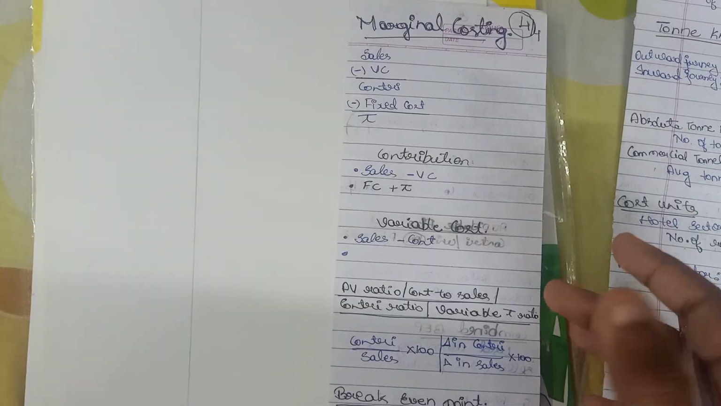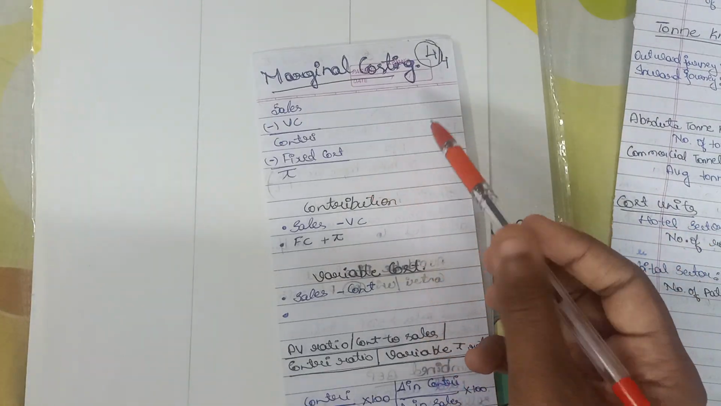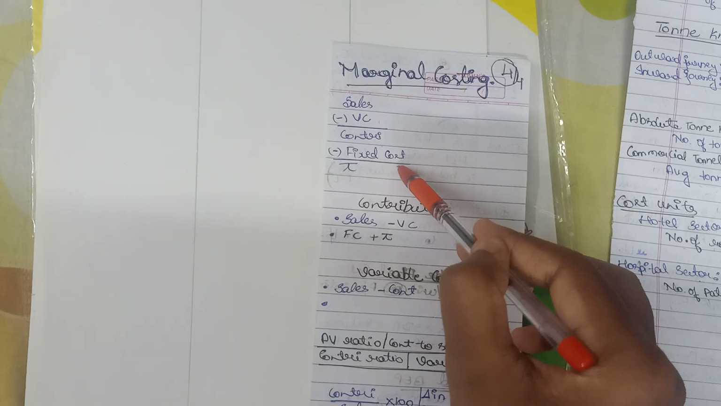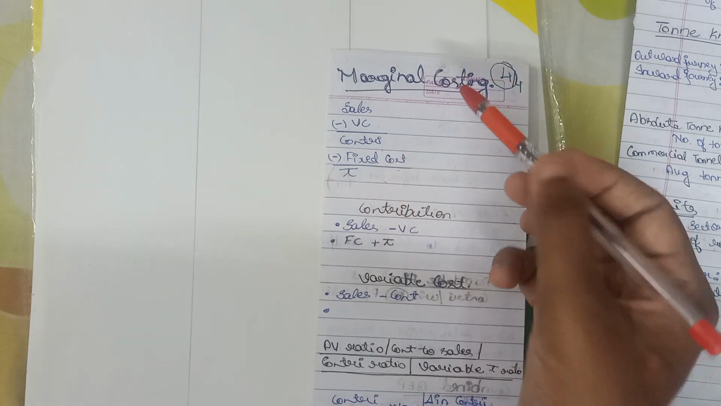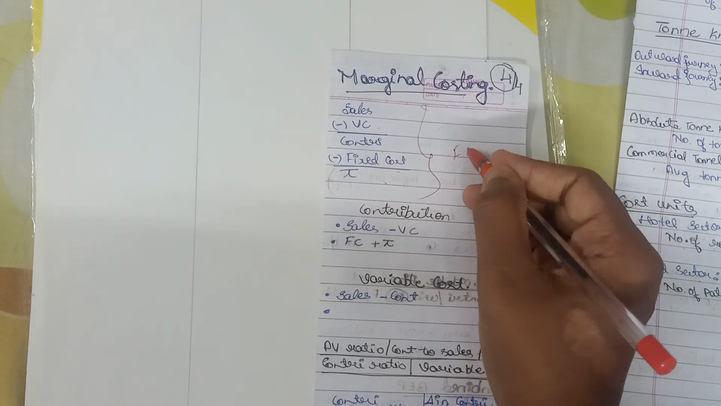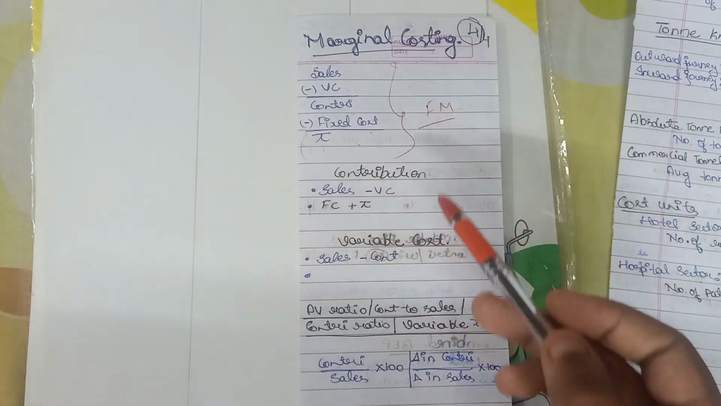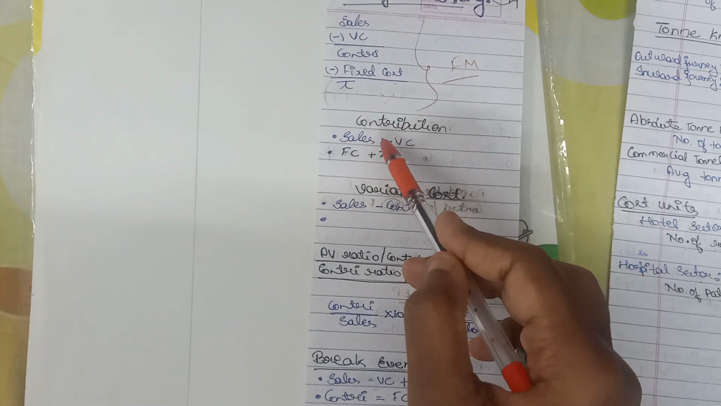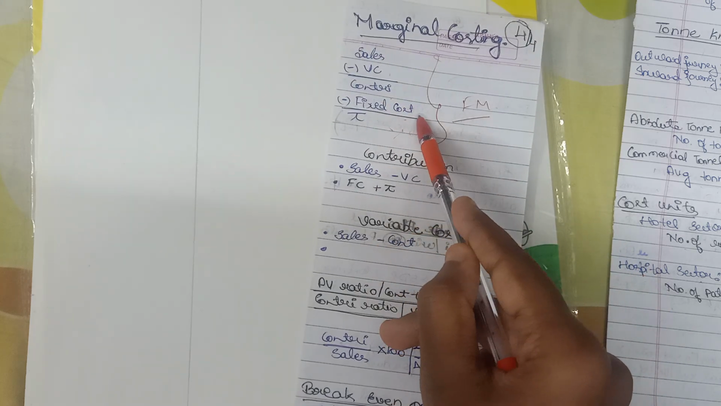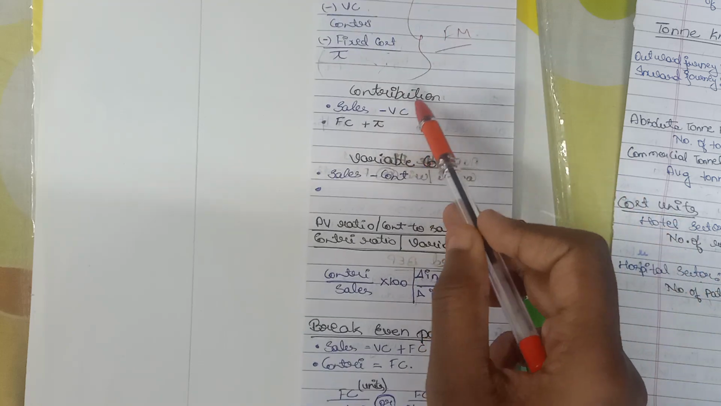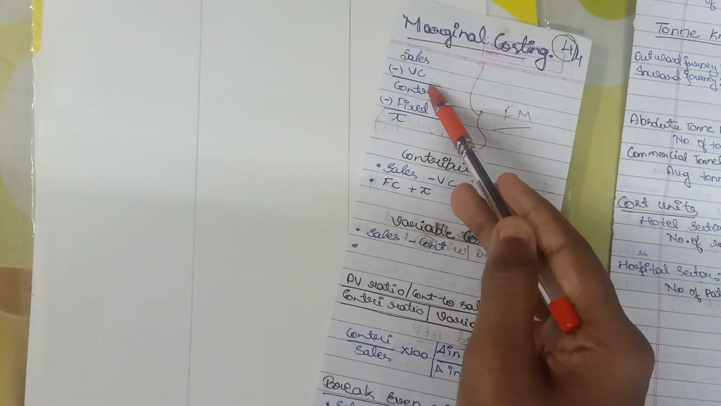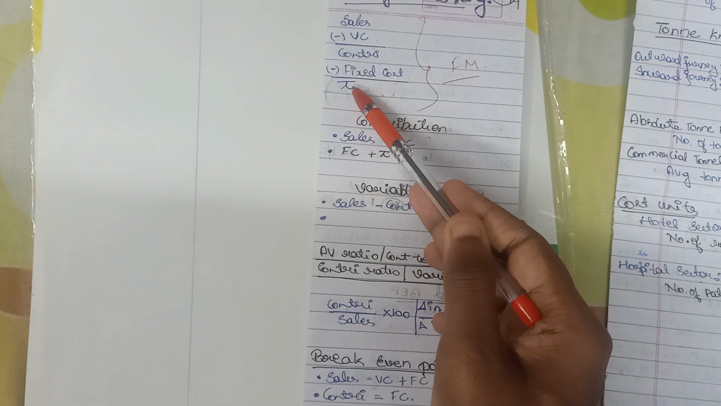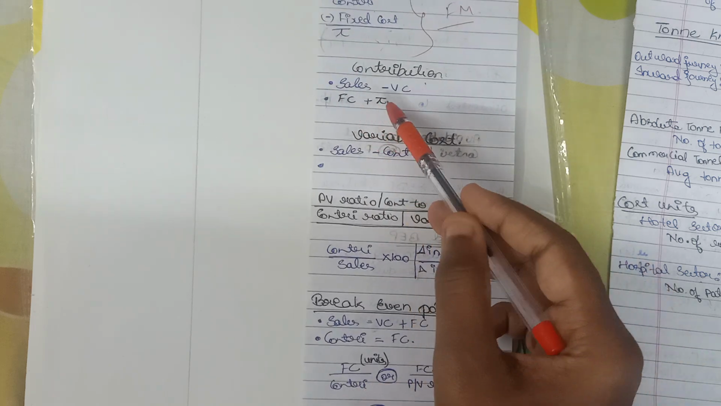Coming to the next chapter, that is marginal costing. Here the format is: sales minus variable cost is equal to contribution, minus fixed cost is profit. This is very important in FM, which we'll be revising on the day of FM. This is very basic, so we'll be remembering it. Going to the next part, if this is very clear to us, then the formulas will be so easy. Contribution is sales minus variable cost, as we know already, or else fixed cost plus profit will also give us contribution.